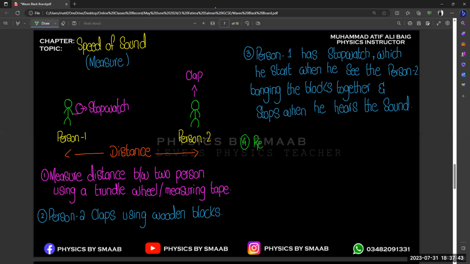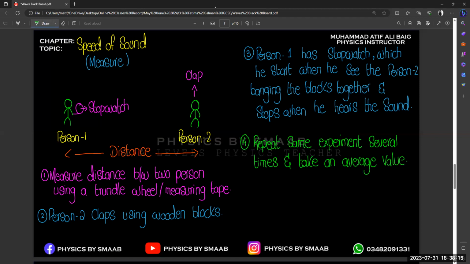So you need to repeat the same experiment several times and take an average value. This will be our average time period, right?